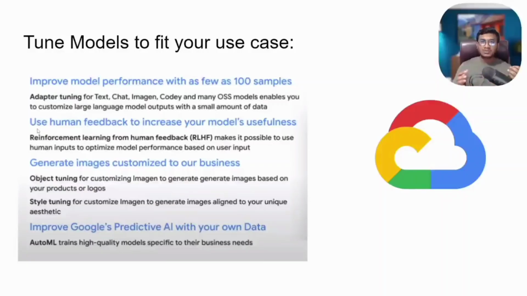Like previously in ChatGPT, you saw it used to give a feedback box, right? Let's say how is your experience, so that you can give your experience rating. That kind of rating you can also pass if you're using Vertex AI. Then here you can also generate customized images for your business, and you can improve Google's predictive AI with your own custom data. Everything is possible here.